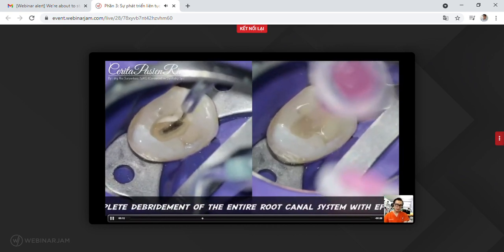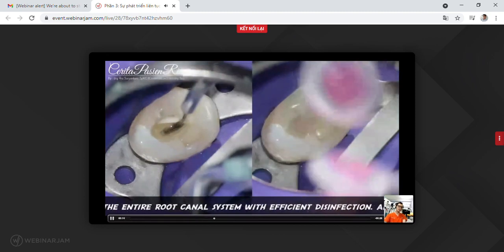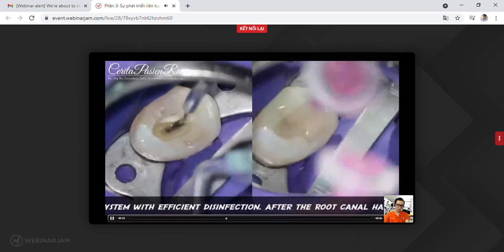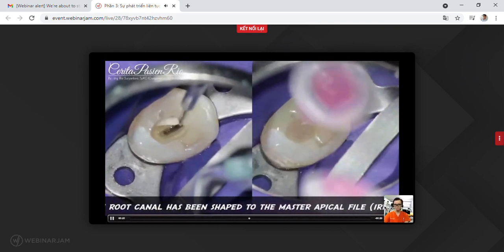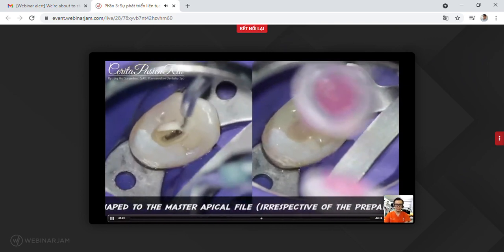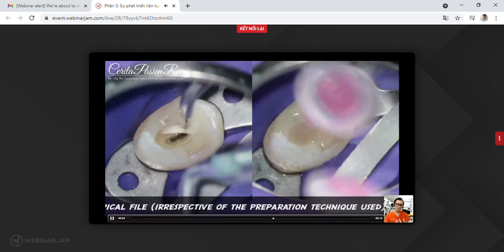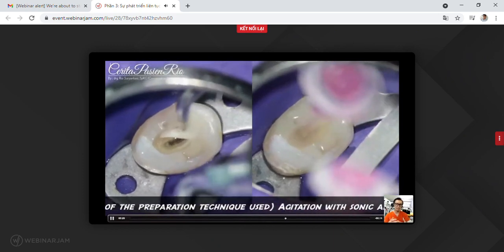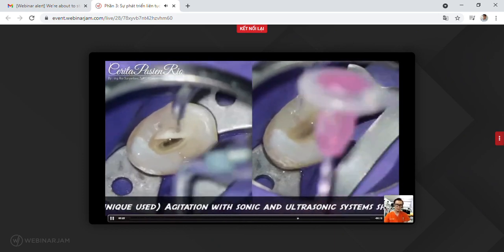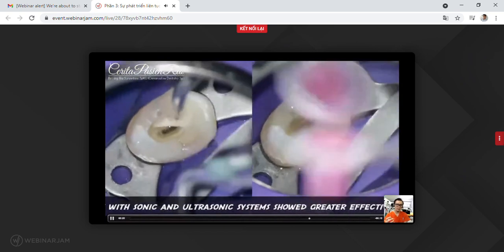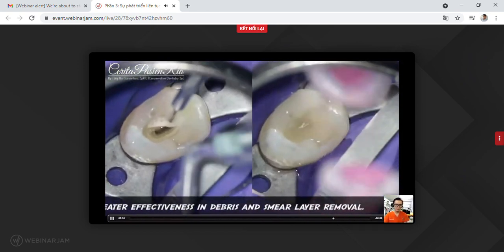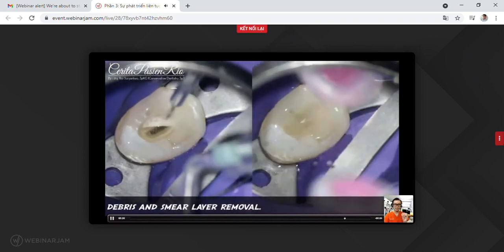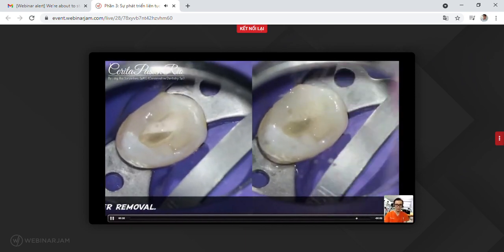The tool you are watching here in the left video is an ultrasonic device. It may not be seen working that much, but as you can see, the bubbles coming from the canals mean that the device is working. It is working, though your eyes cannot see it completely, because this is ultrasonic.